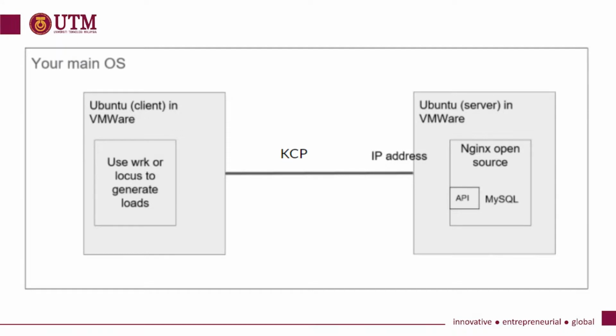The load generator will be using either WRK or Locust software. The server side will be implementing Nginx, open source software which can operate services and deliver content, and also MySQL databases. As for the tunnel, we'll be applying KCP, which is known as Kernel Control Protocol, since it is much faster than TCP.